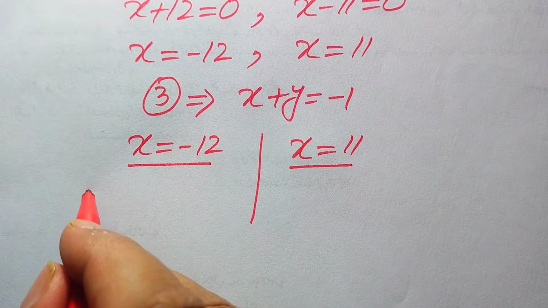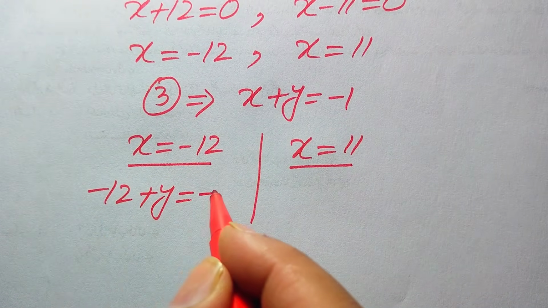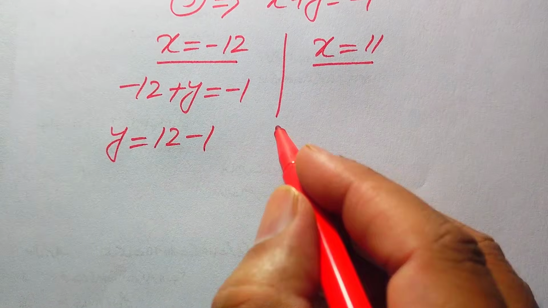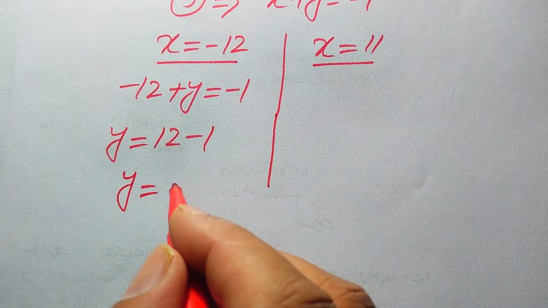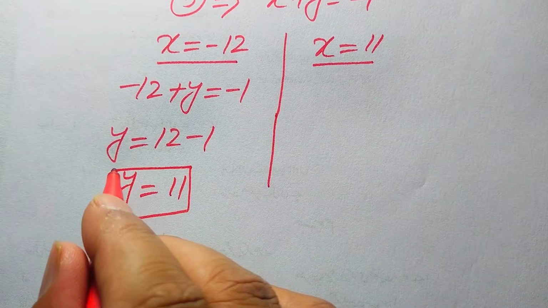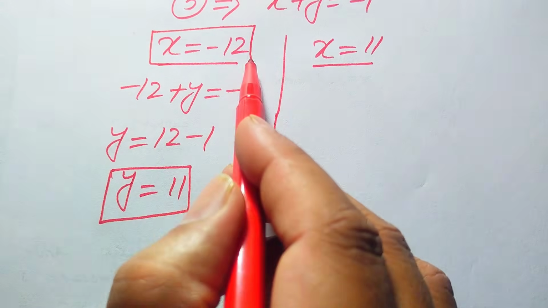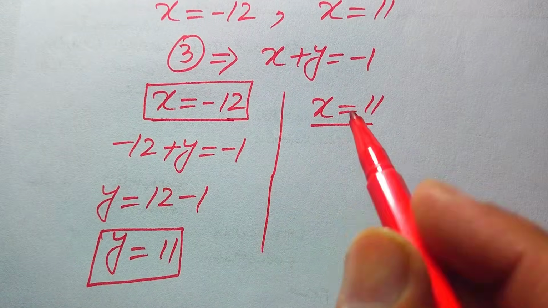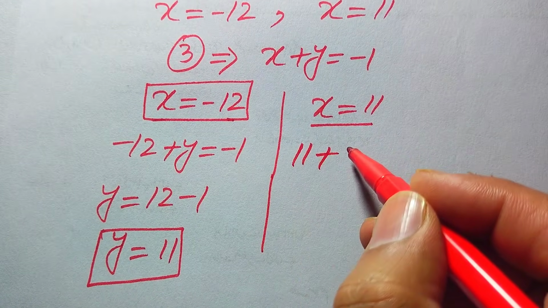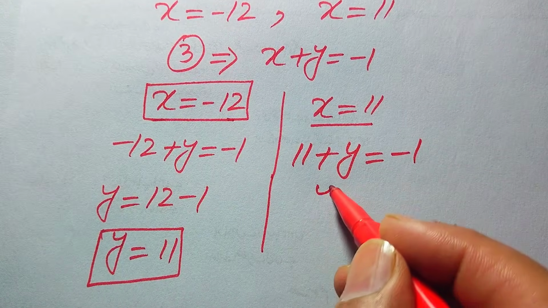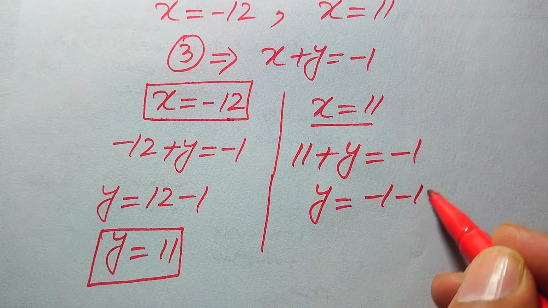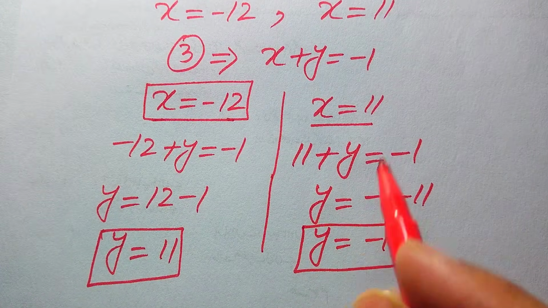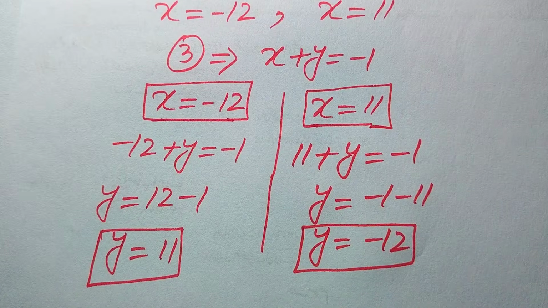So when you put this value here, it becomes minus 12 plus y equals minus 1, and we get y is equal to 12 minus 1. So we obtain y is equal to 12 minus 1 becomes 11. So this is the value of y corresponding to the value of x is equal to minus 12. In the same pattern, we substitute x is equal to 11 here and we get the value of y, and we have 11 plus y is equal to minus 1, and we get y is equal to minus 1 minus 11. We obtain y is equal to minus 12. So this is the second value of y corresponding to the value of x is equal to 11.